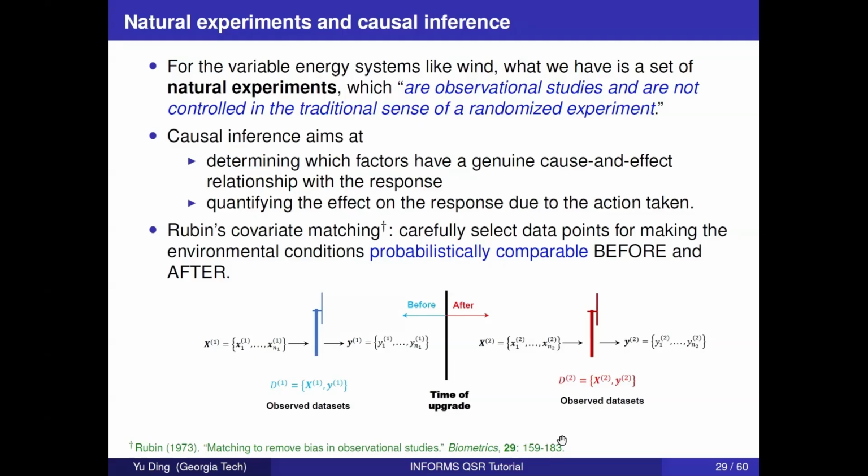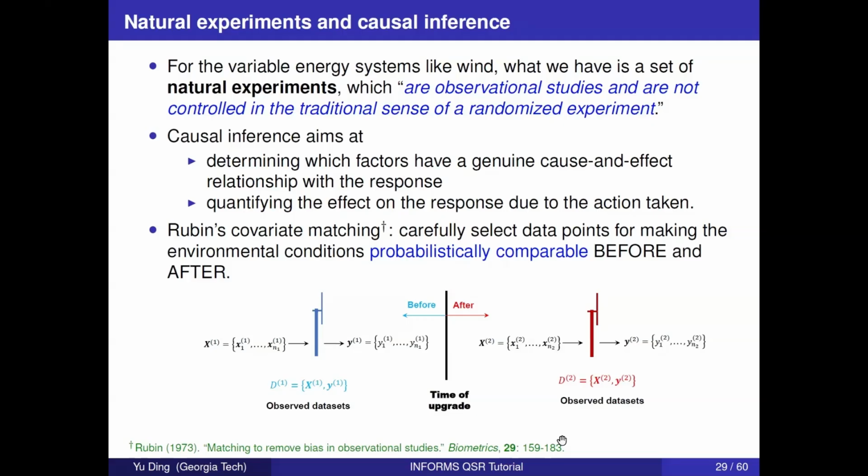You can observe, but you cannot control, right? If you do this upgrade, you know at what time you did the upgrade, before and after, and you can collect the data before and after, and then do a comparison. And the question is how you can make the comparison and get rid of the so-called confounding effect.